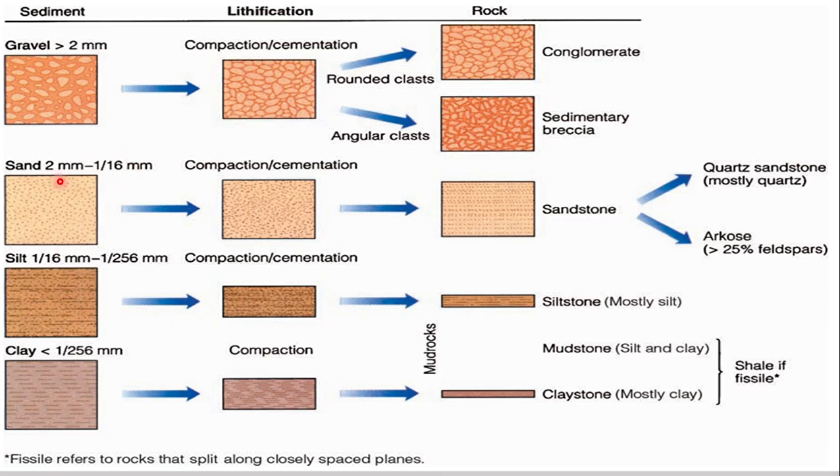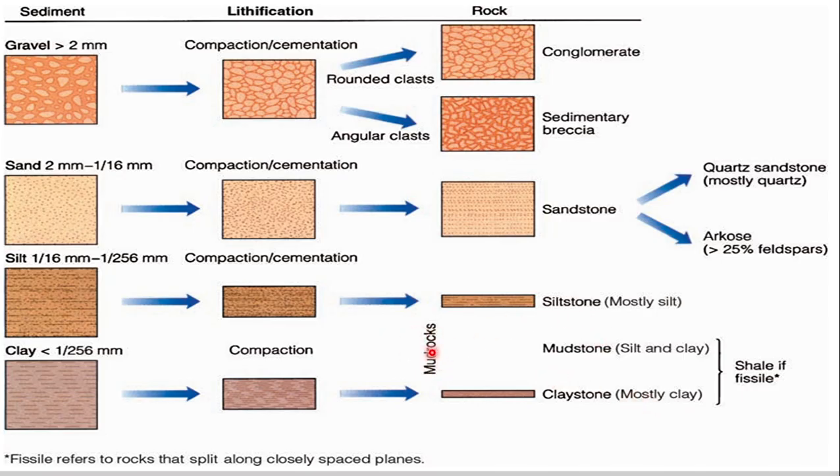Now next, if the particle size is 1/16 mm to 1/256 mm, this is smaller than sand and gravel. So this size is known as silt size. After compaction or cementation of the silt, siltstone is formed, and mostly the grains are silt. Now next, if the particle size is less than 1/256 mm, this size is known as clay. After the compaction of the clay, claystone will form, and mostly particles are clay here.